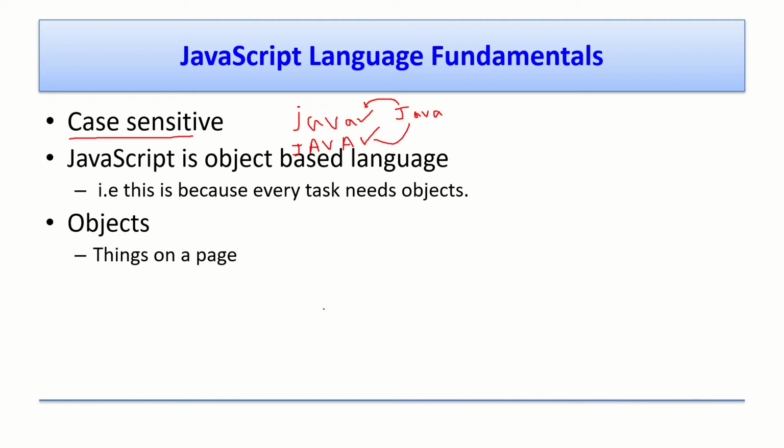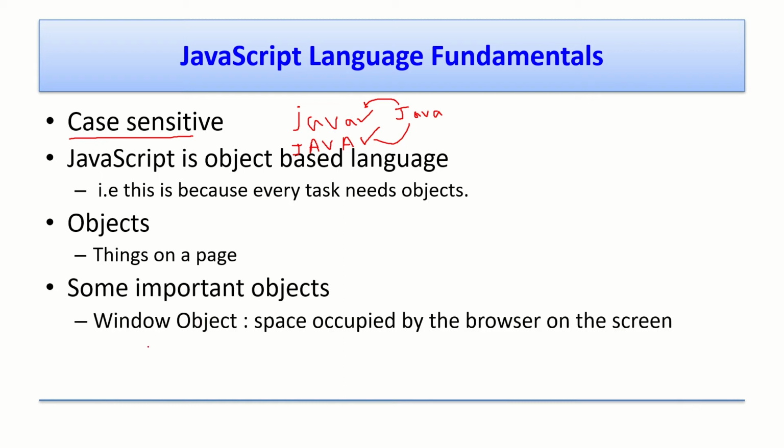So here the window object is the main object in our web page. So what is the window object? The window object means the space occupied by the web browser on the screen.